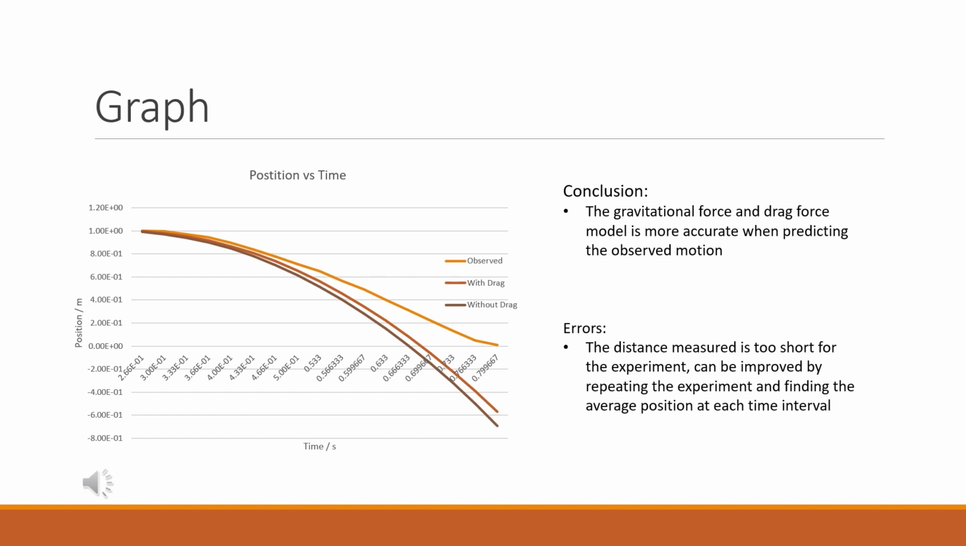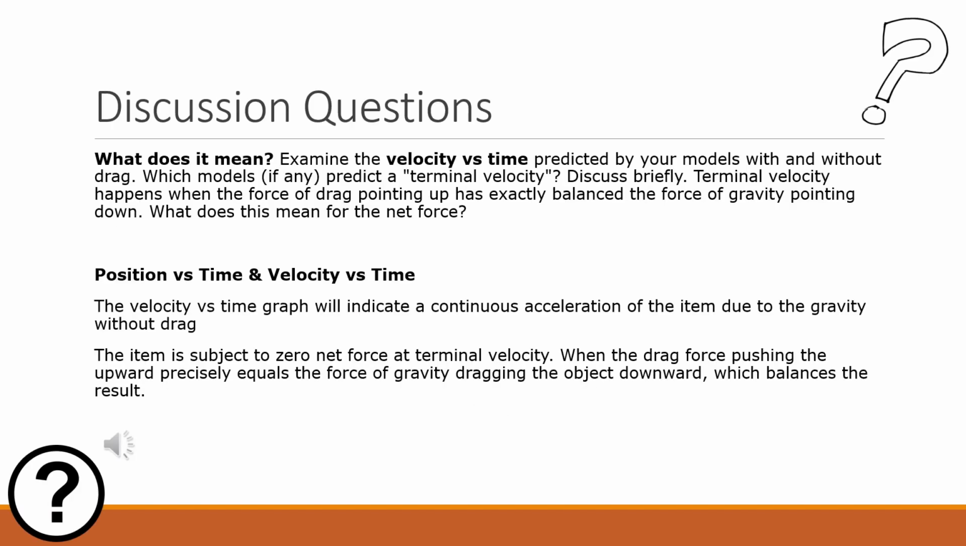Some discussion questions include whether or not we can predict a terminal velocity based on our velocity time graph. The velocity versus time graph will indicate a continuous acceleration of the object due to gravity without drag. The object is subject to zero net force at terminal velocity, which means the drag force pushing upward precisely equals the force of gravity pulling the object downwards, which overall balances the result.